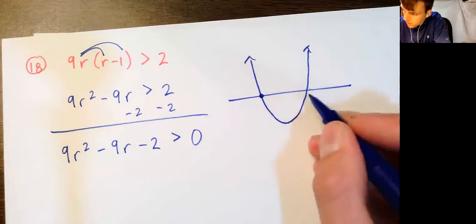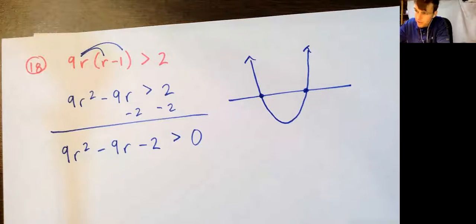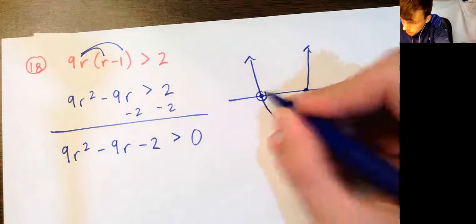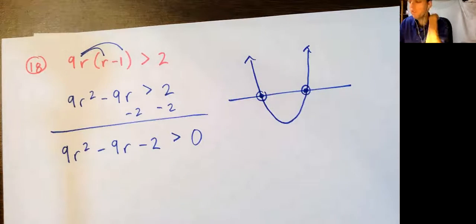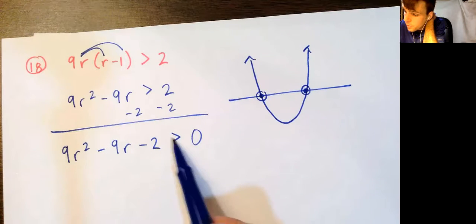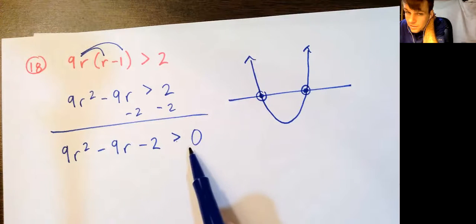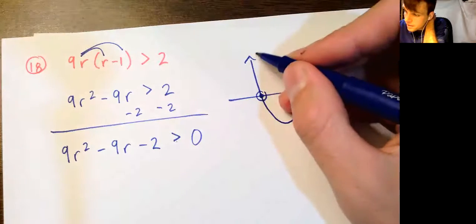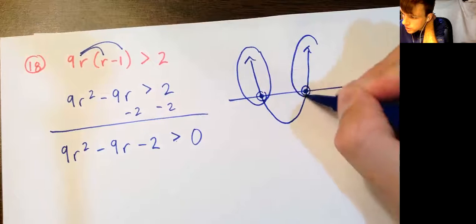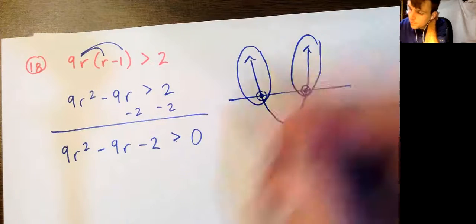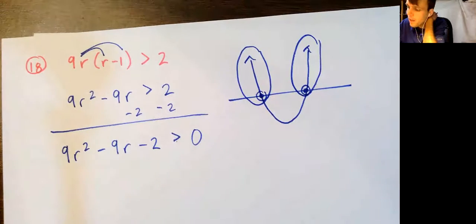We're not looking for these solutions here in particular. Actually, I probably should represent them as open circles since we're not including equal to 0. So pretend those are open circles for this problem. We want to know when it's greater than 0, so when it's above the axis. So we're looking at this region again, when it's above 0, not below 0. And we need to factor this.